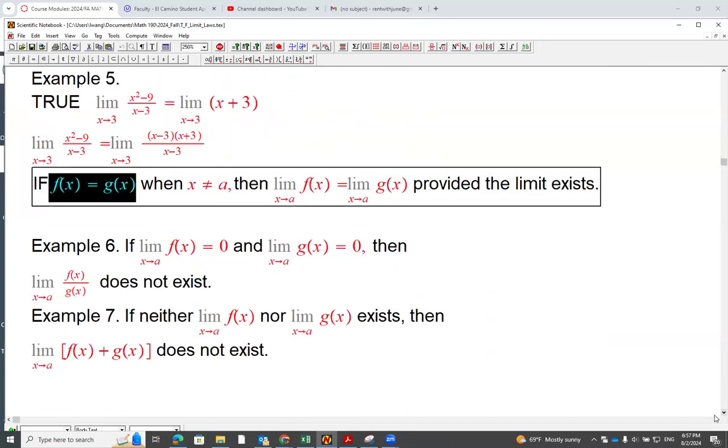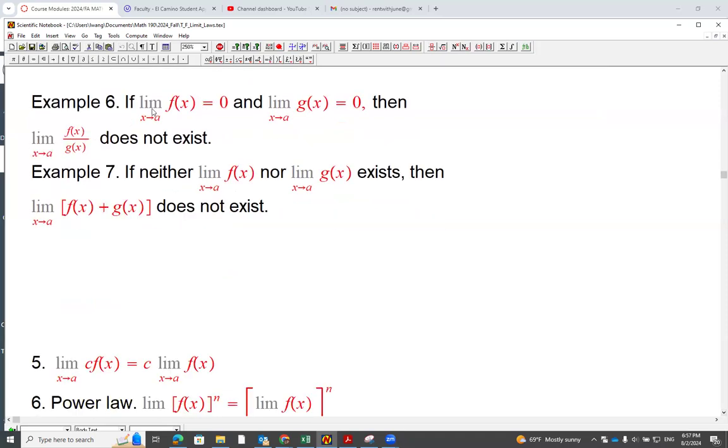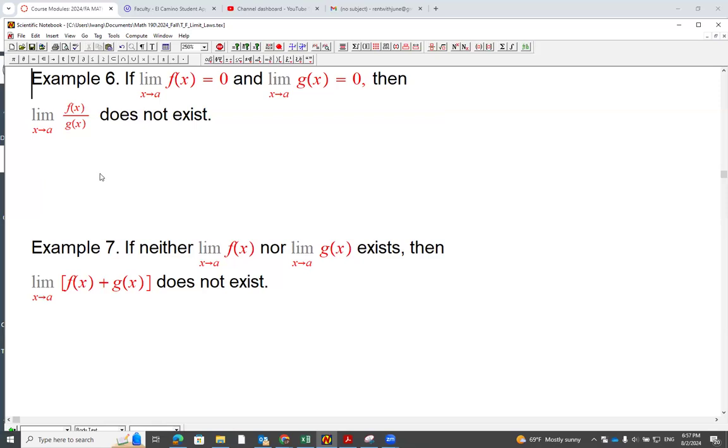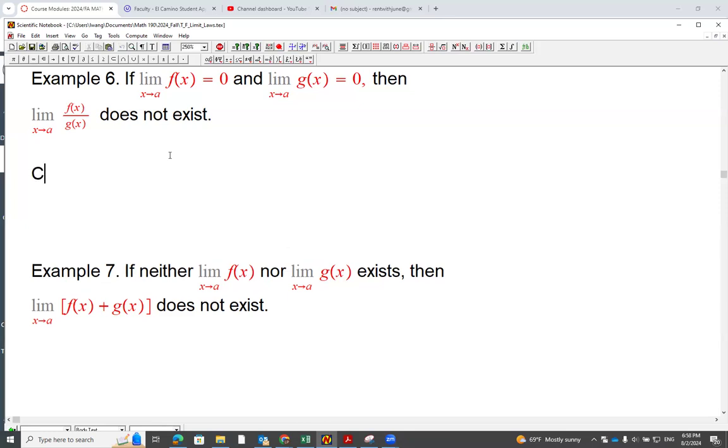Example number 6 says the numerator has a limit, which is 0. The denominator has a limit, which is also 0. Then the quotient does not exist. This is an interesting question. First of all, we know that we cannot apply the law of quotient. We cannot apply the law of quotient for sure.